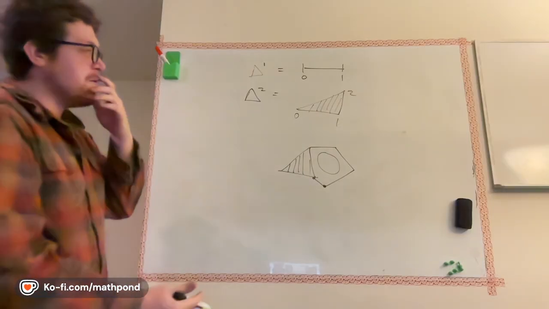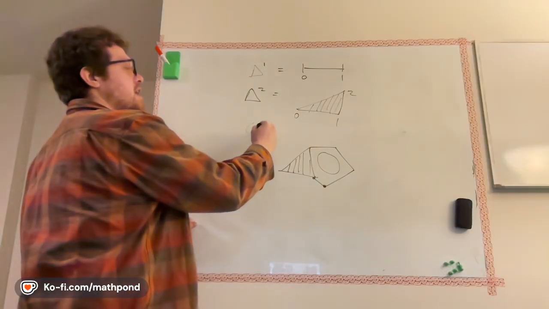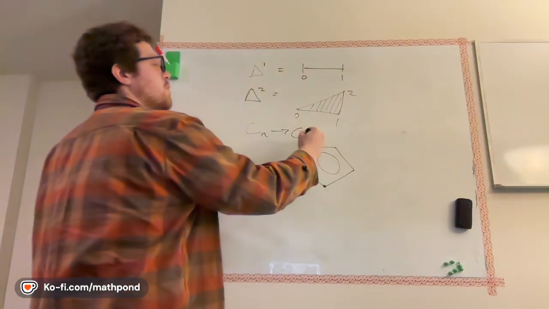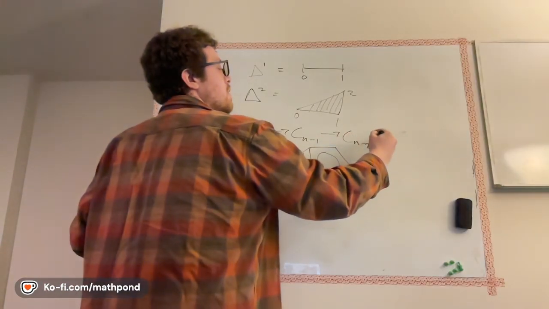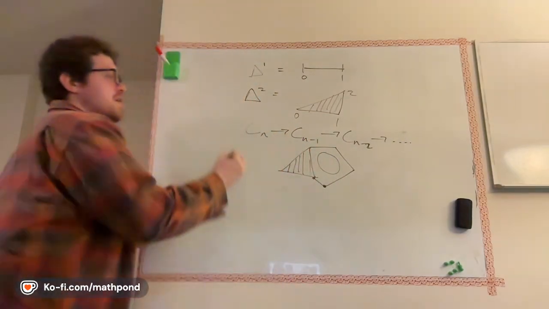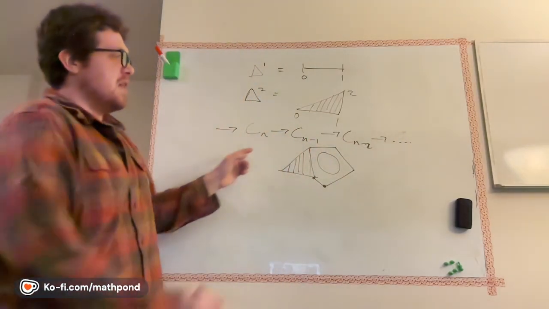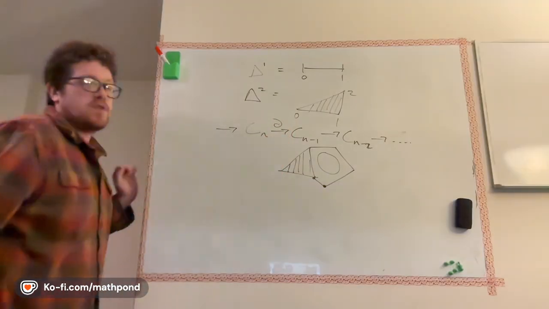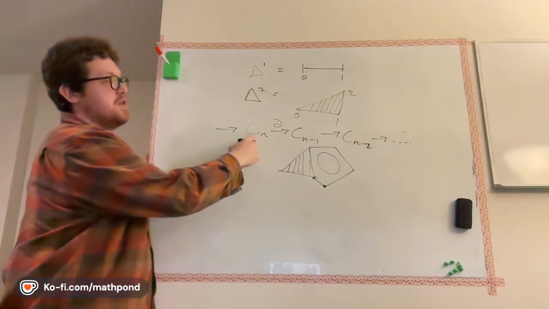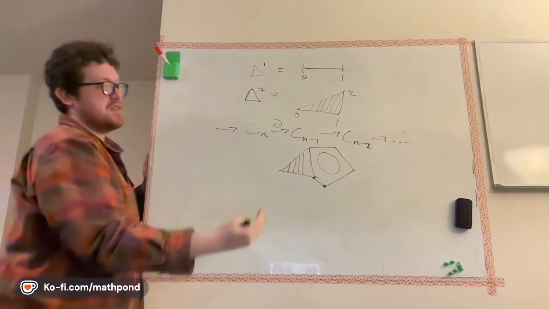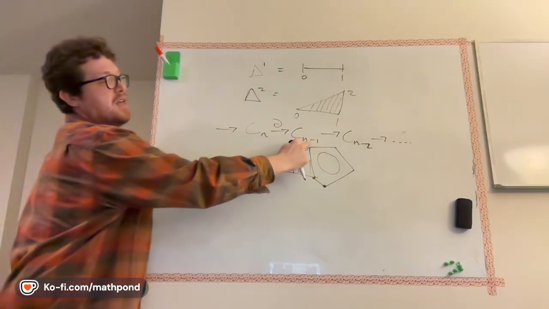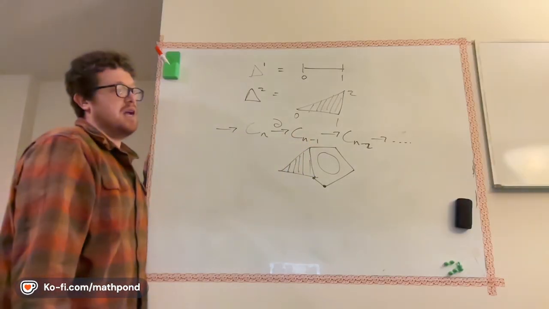But what they were writing before when they have these maps, like Cn maps to Cn minus 1, maps to Cn minus 2, etc. on the Wikipedia page, this is called the boundary map. So the boundary map tells you from an n simplex, it breaks it into the boundary pieces, and it tells them how they fit into the n minus 1 picture.